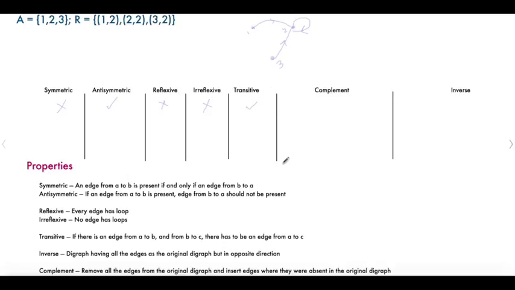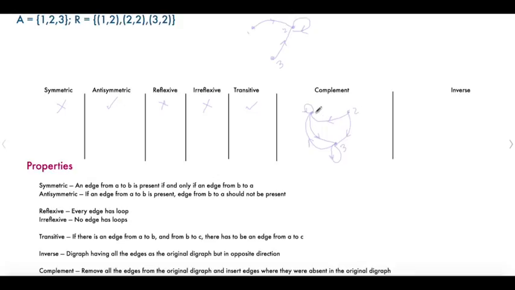Complement. So the complement is, we draw it like this. This loop should not be there, this edge should be there, this one should be there too, this loop should be there, this loop should be there, and these two edges should be there. The drawing doesn't matter here, right? So 1, 2 and 3.